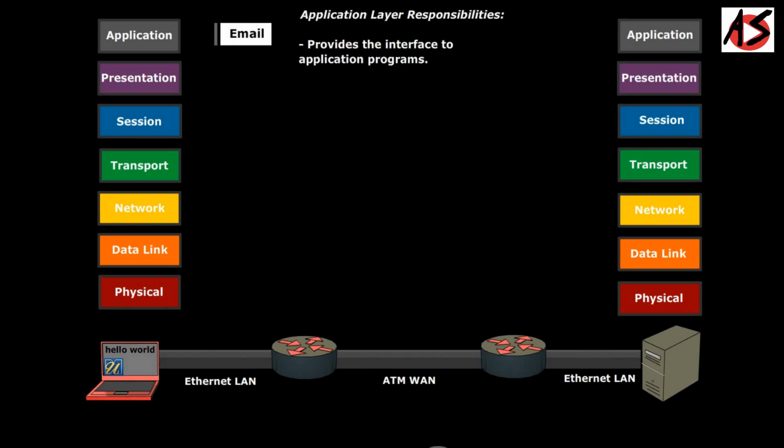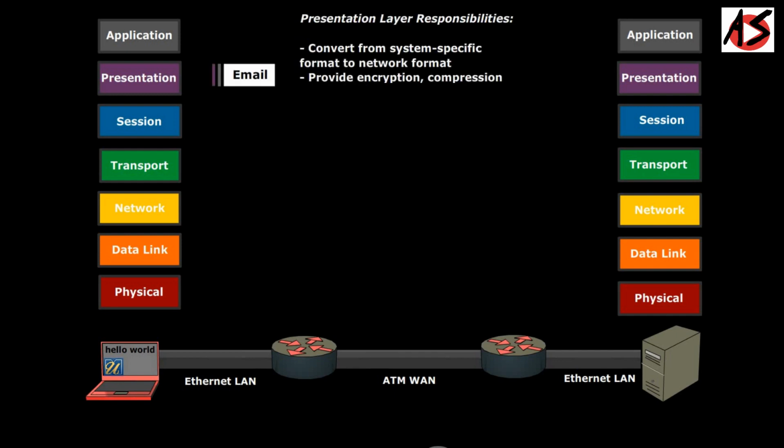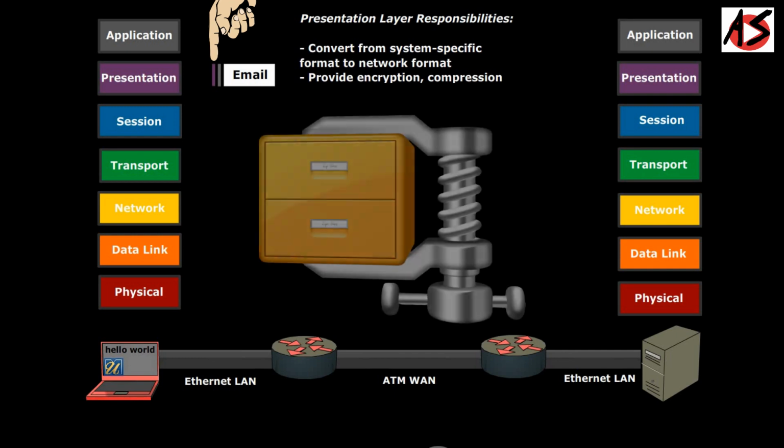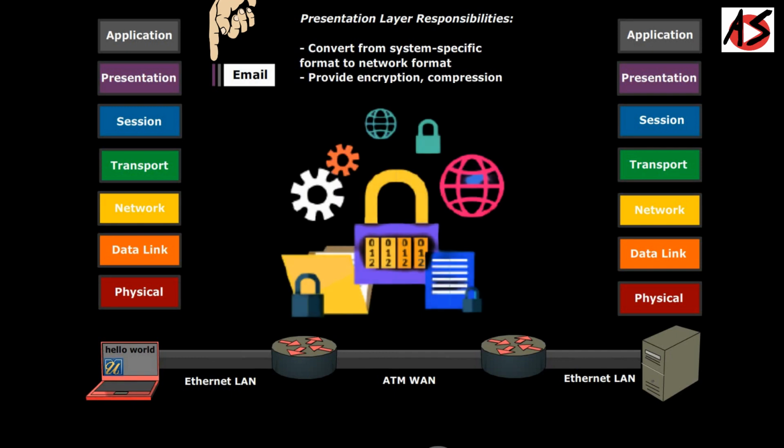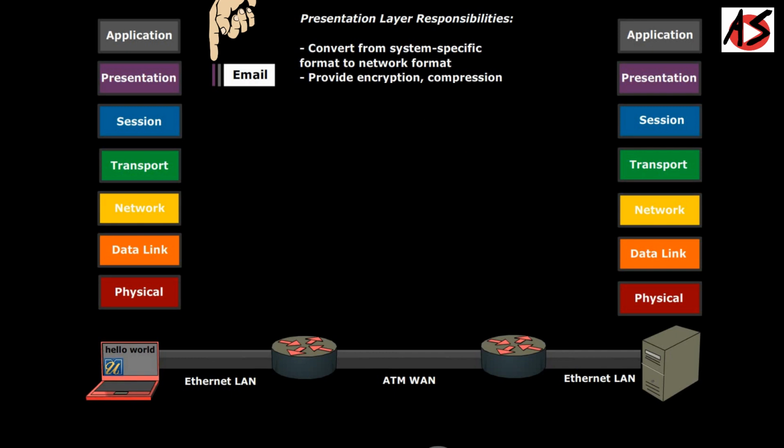In our email example, data from the application layer now goes to the presentation layer. The presentation layer converts system specific data to a network format like ASCII. The presentation layer is also responsible for data compression for fast transfer and encryption of data for secure transmission, to protect the data from hacking.